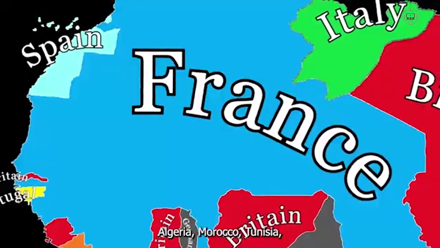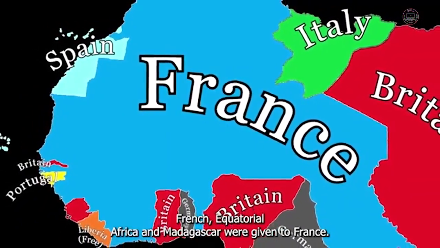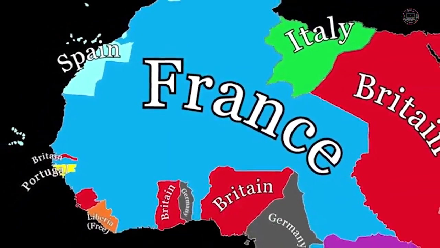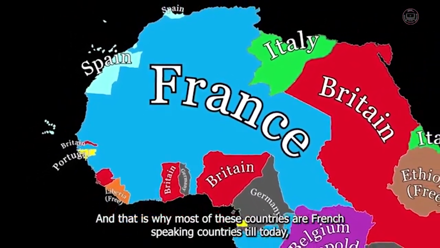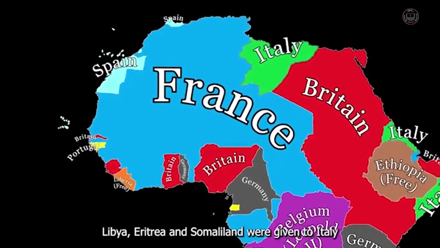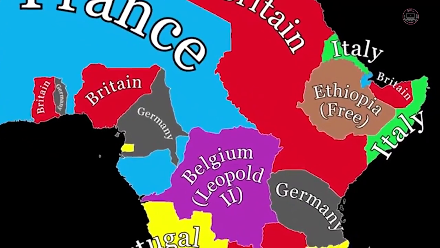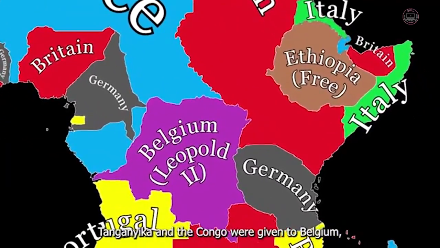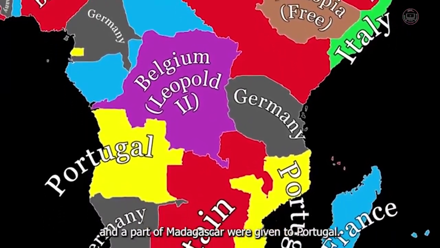In the end, the countries in Africa were partitioned as follows: Algeria, Morocco, Tunisia, French Equatorial Africa, and Madagascar were given to France. And that is why most of these countries are French-speaking countries till today. Libya, Eritrea, and Somaliland were given to Italy. Tanganyika and the Congo were given to Belgium. Angola, Zambezi, and a part of Madagascar were given to Portugal.